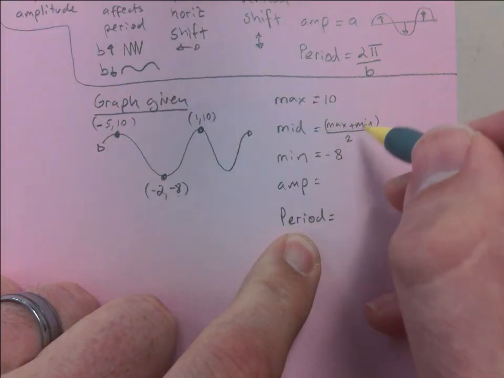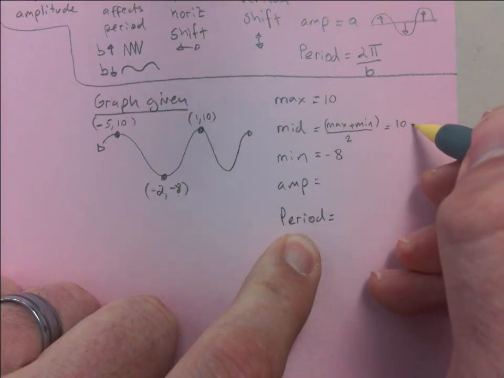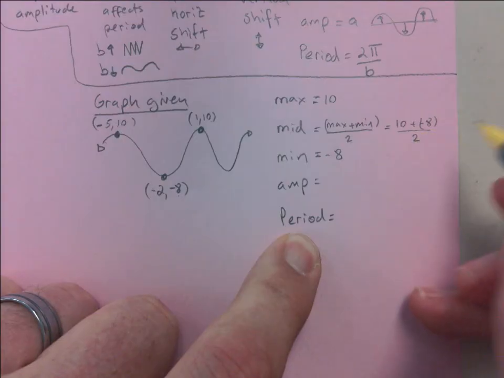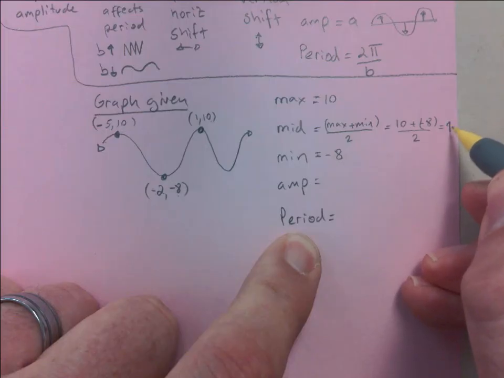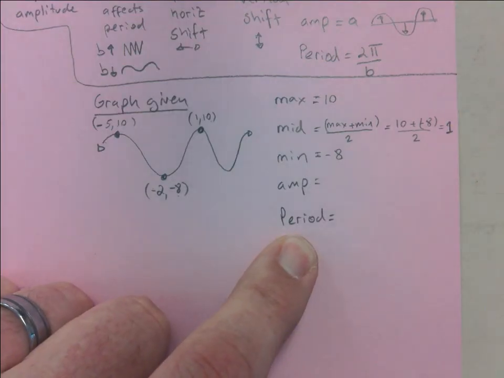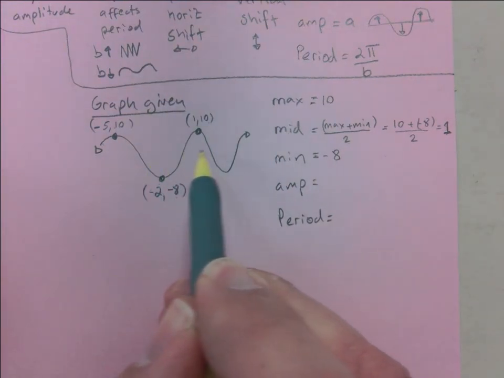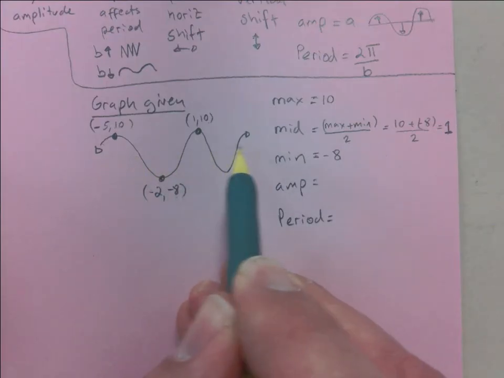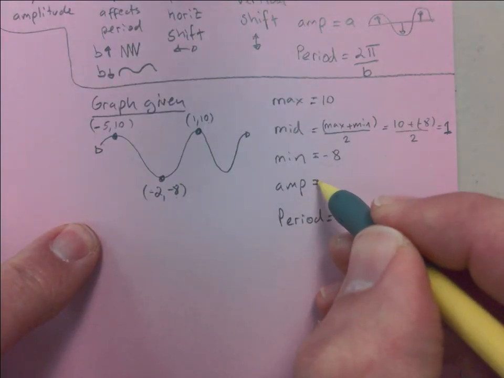Max plus min divided by 2, so you got to go 10 plus -8 divided by 2. That's going to be 2 divided by 2, which is just 1. The midline is at 1, right? Y is equal to 1. Think about it. We'll check in a bit how that pairs up with the amplitude.